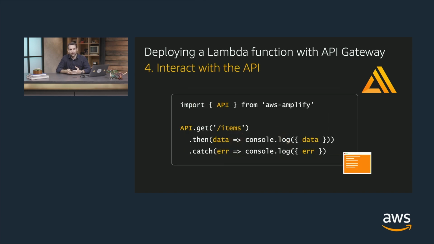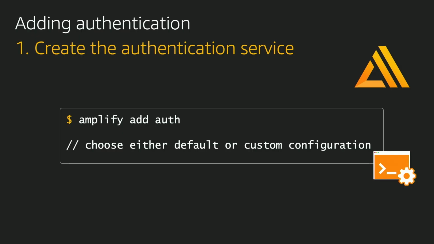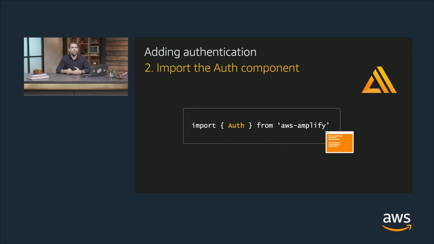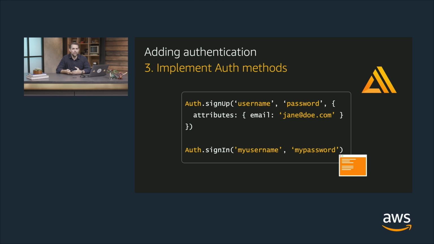Let's imagine I'm using React for my front-end client. I just need to import the API module and define the calls to the REST endpoint with a few lines of code. Now I need to secure access to my app. I only want authenticated users to access my backend. I'll quickly add a full-fledged user directory powered by a Cognito user pool provider with a single CLI command. Back to my code, I import the Auth module from the Amplify client and implement the authentication logic with simple sign-in or sign-up calls. Alternatively, I could have just added a higher-order component with a single line of code with all the authentication logic built in.